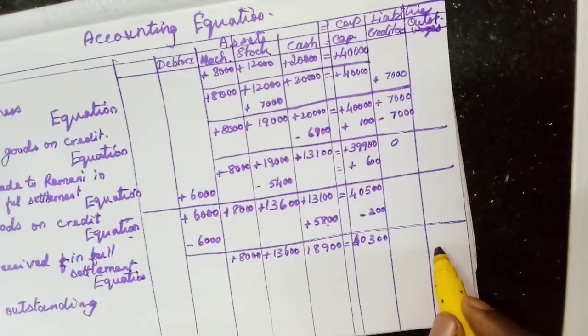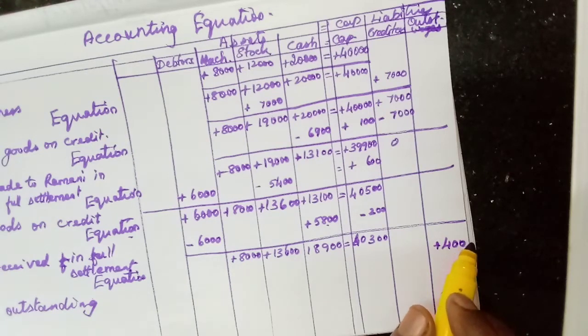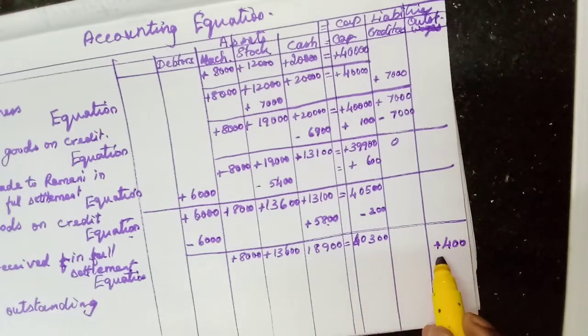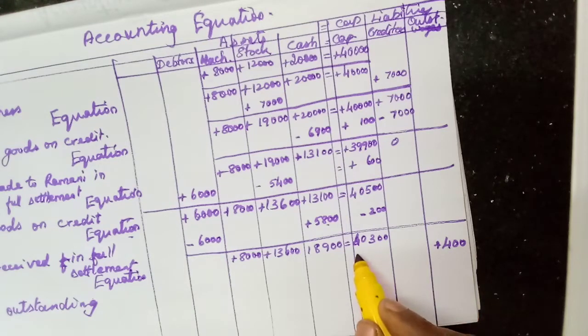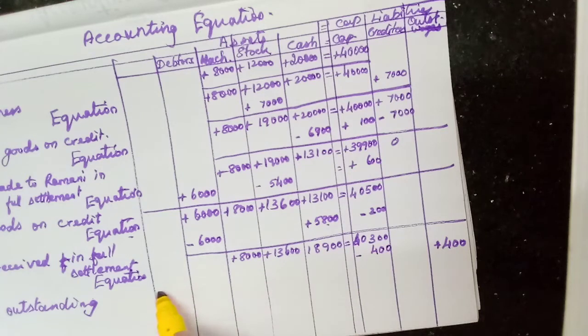It is increasing, isn't it? How much? 400. Okay, it will reduce the capital, because it is an expense or loss. Outstanding expense means he has to pay. So that will reduce the capital by 400. It will not affect the asset side.